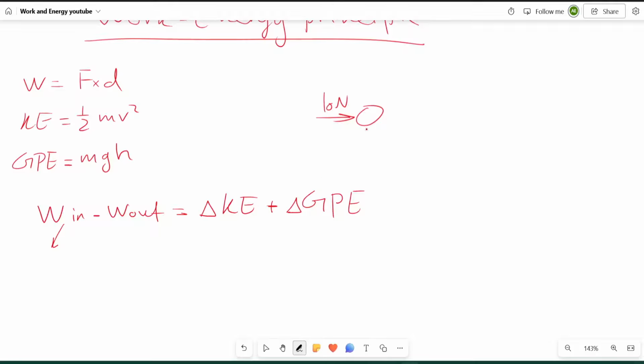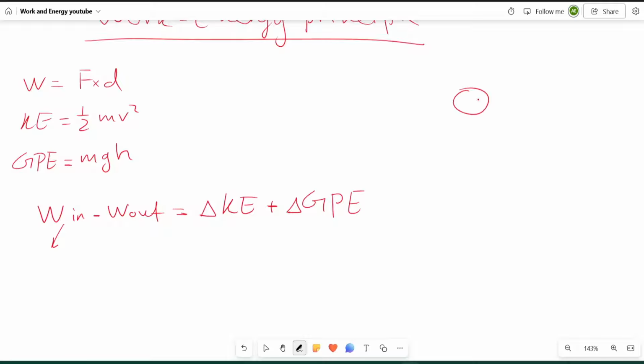So how do I calculate the work in? Let's say it moved 5 meters. So the work in is going to be the force, the external force, which is 10 newtons, that's giving energy into my system, multiplied by the distance that my system moved. Okay, so this is going to be work in. However, let me tell you an example.